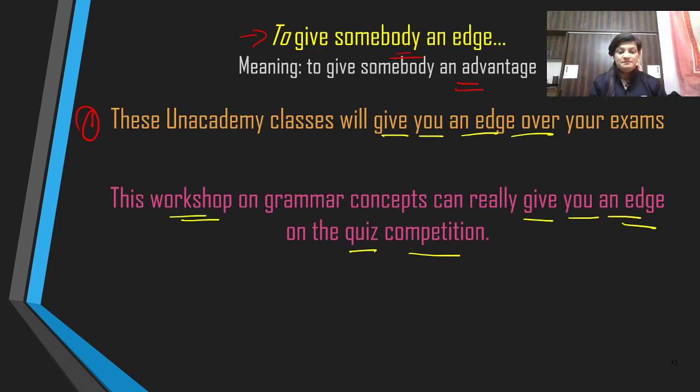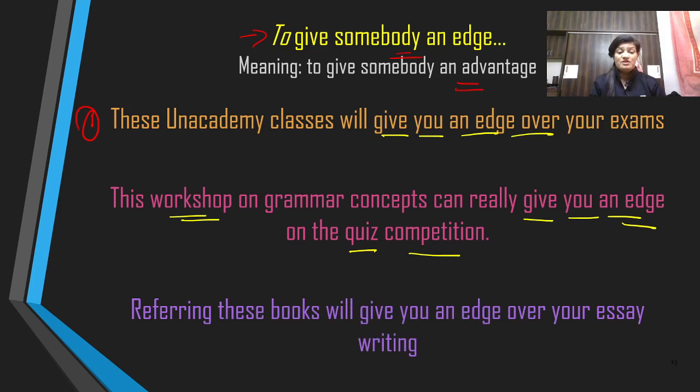All right. The next usage is: referring to these books will give you an edge over your essay writing. Well, you are about to write an essay and you have no idea how to proceed. So what you can do is refer to a bunch of books. I'm telling you that referring to these books will give you an edge over your essay writing. That'll give you an advantage. So that's how you use this idiom in your conversation.